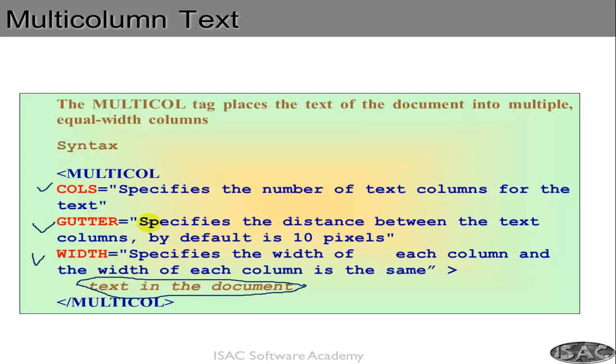Here I have to give the space between the columns. By default it is 10 pixels. If I say 20 pixels, then the gap between 2 columns is 20 pixels. Third is the width. It specifies the width of each column, and the width of each column is the same. So if you want the width of each column to be something like 20 or 30, then you can specify that as well.